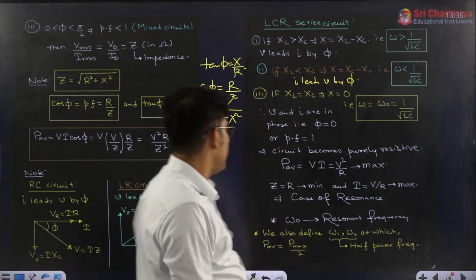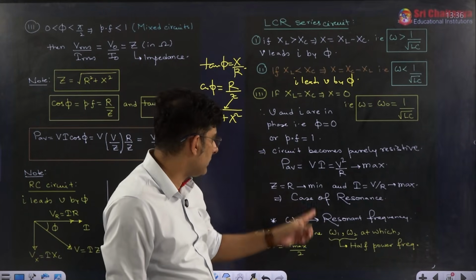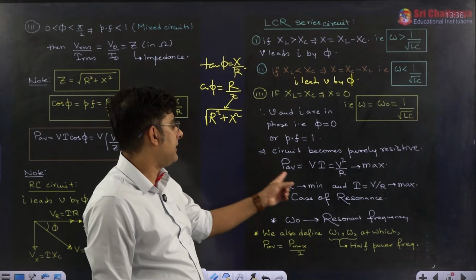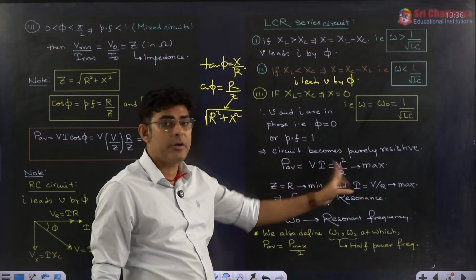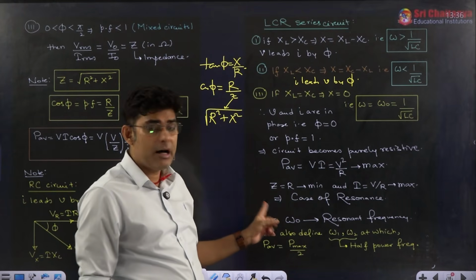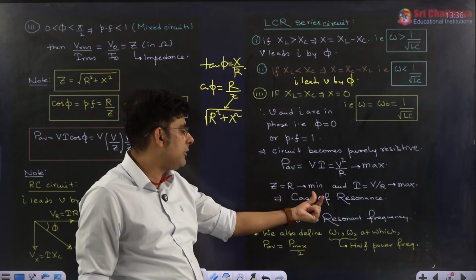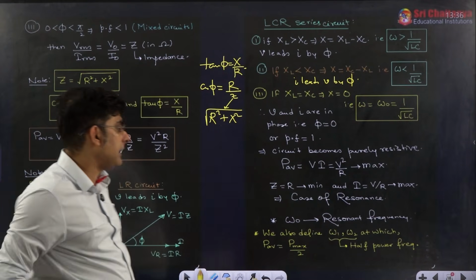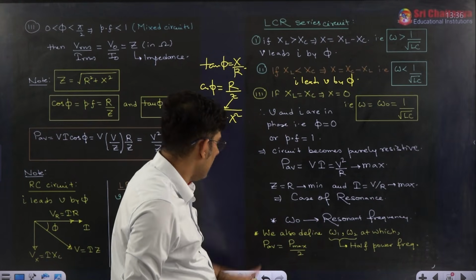So this is given a name, omega naught; we call it the resonant frequency. At this frequency, voltage and current will come in phase. You will get maximum power: average power was VI cos phi, and you will get VI, which is V square by R, the maximum. Z, under root of R square plus X square, will become equal to R, which is the minimum value of Z, and current will become maximum. The circuit draws maximum current at resonance, and the impedance becomes minimum.